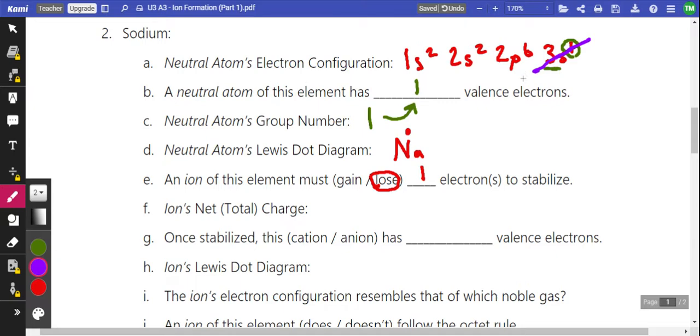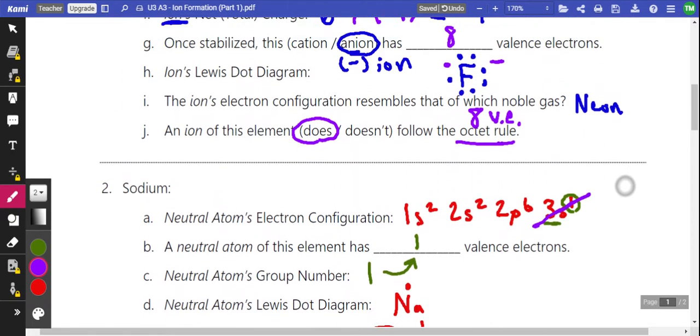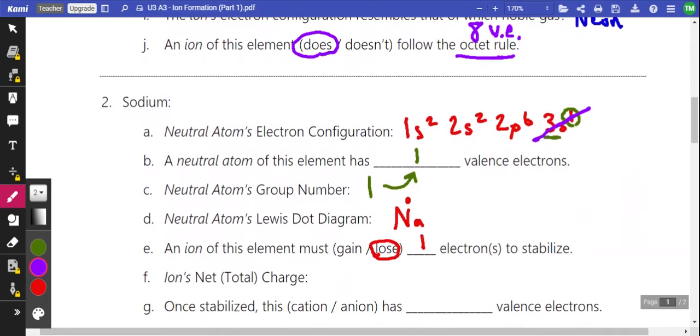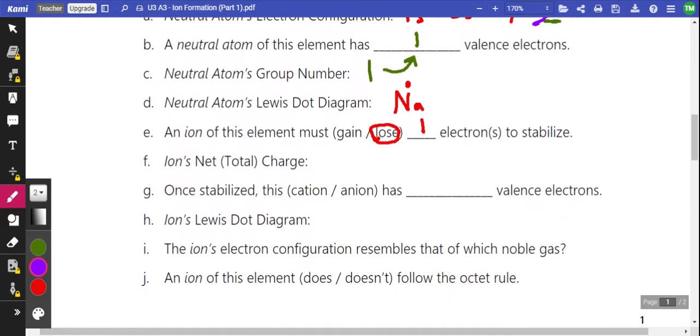Well, that looks kind of familiar. 1s2, 2s2, 2p6 is the electron configuration of neon, which is in column 18. It's a nice, stable, noble gas. So we kind of still got there. But losing one valence electron is way easier than gaining 7. So this is probably going to be the better way to do it.